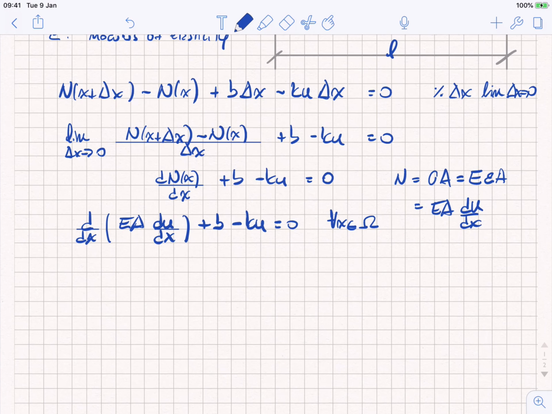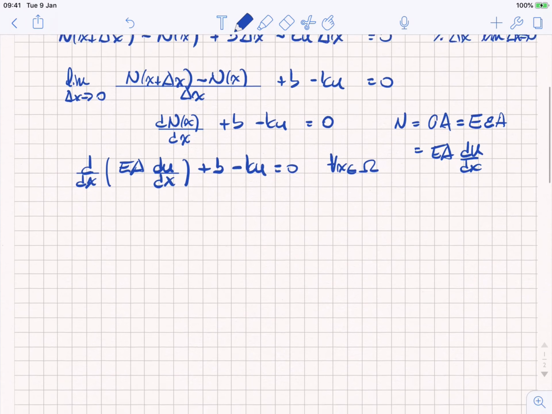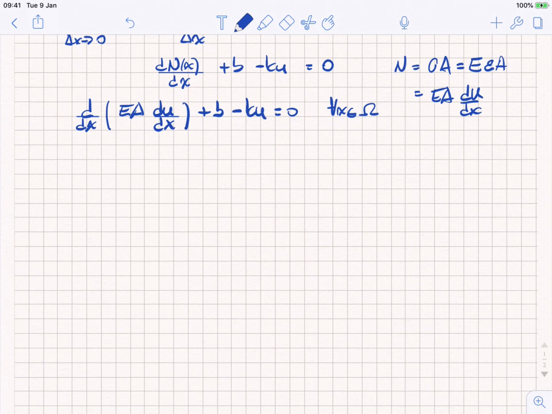Okay, so we have our differential equation. So this equation, as you can see, is a second order ordinary differential equation. And can we solve it at this point or not yet? Who can tell me?